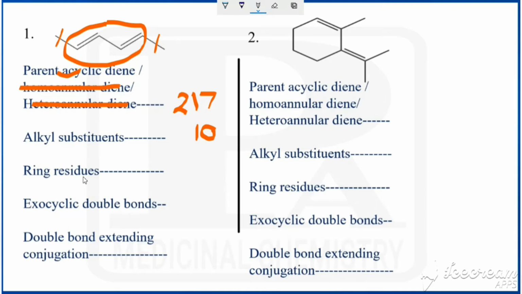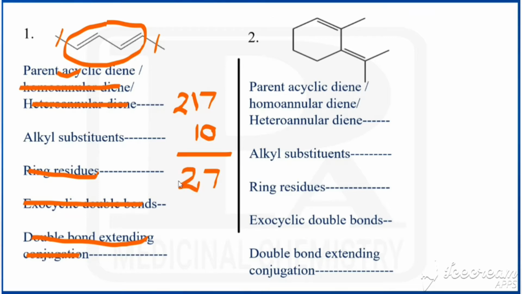Now we have to find out the ring residues. It is already an acyclic one, so it does not have ring residues. Exocyclic double bond is only for cyclic ones, so it does not have an exocyclic double bond either. Then double bond extending conjugation: it has only two double bonds, only diene, so there is no double bond extending conjugation. So we have to add these values: 7, 2, 2. So what is the lambda max of this structure? That is 227 nanometer.